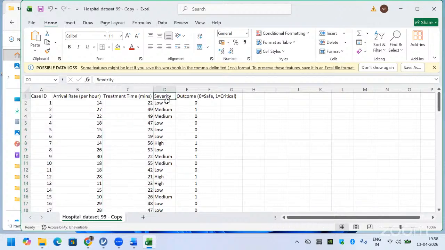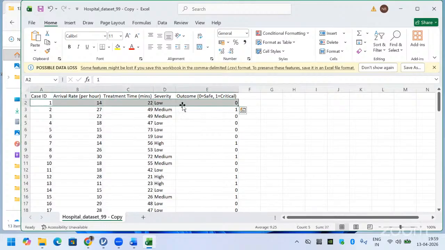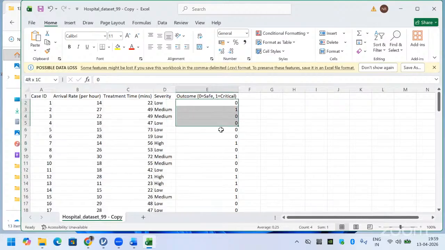Next is severity, the stage in which the patient has got into our hospital: low severity, medium severity, high severity. And outcome is 0 and 1. Here 0 means the patient is safe, and 1 is critical. So how many patients have come, how much treatment time it takes, and in what condition the patient came into our hospital. Finally, after the basic surgery, is he safe or critical? So this is a hospital data set.